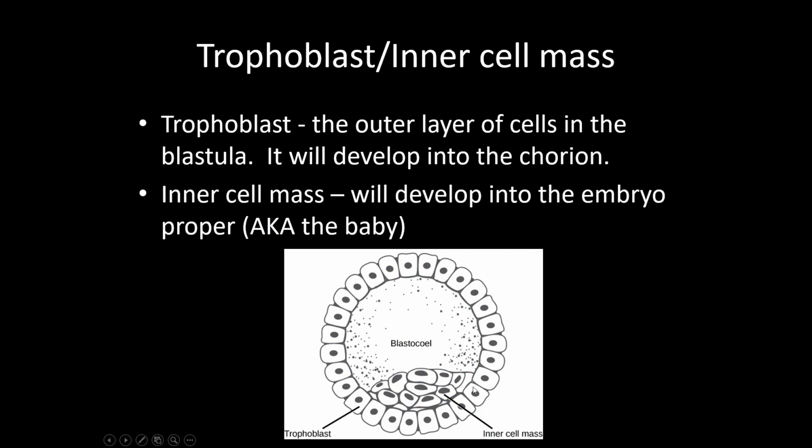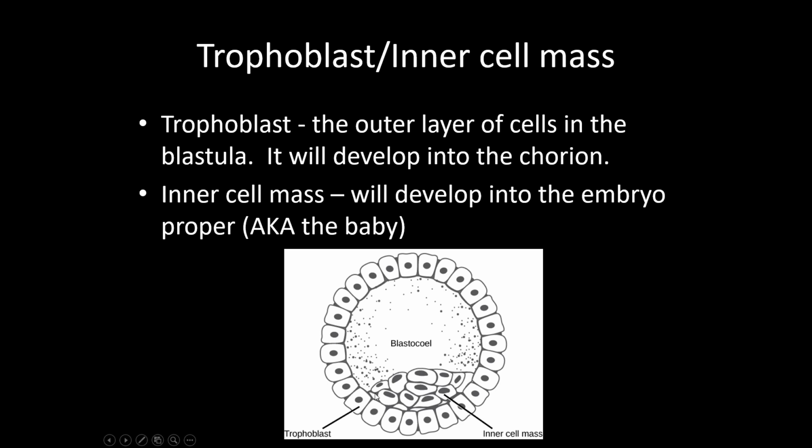Okay, looking at the anatomy of a blastula. We've got an outer ring of cells. These are called the trophoblast. The trophoblast is going to end up becoming something called the chorion. The chorion is going to end up making the baby's portion of the placenta. And so by the associative property, that means the trophoblast helps make the baby's portion of the placenta.